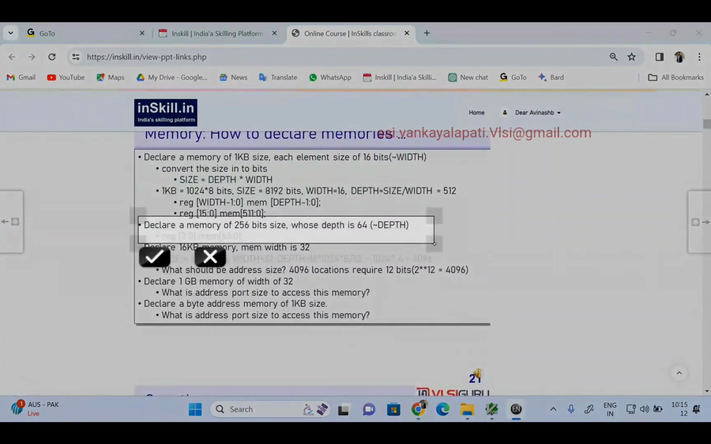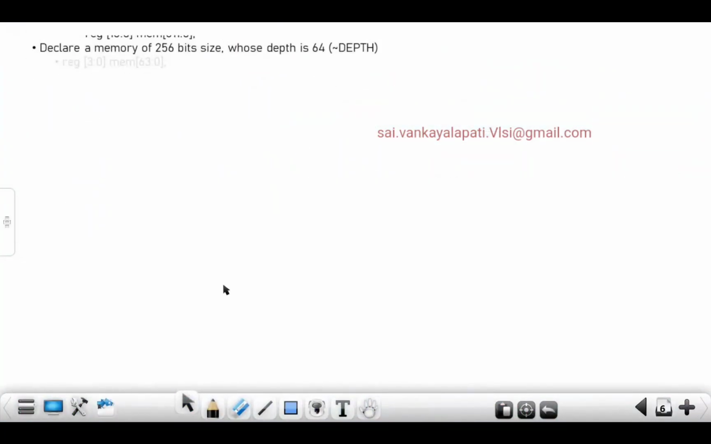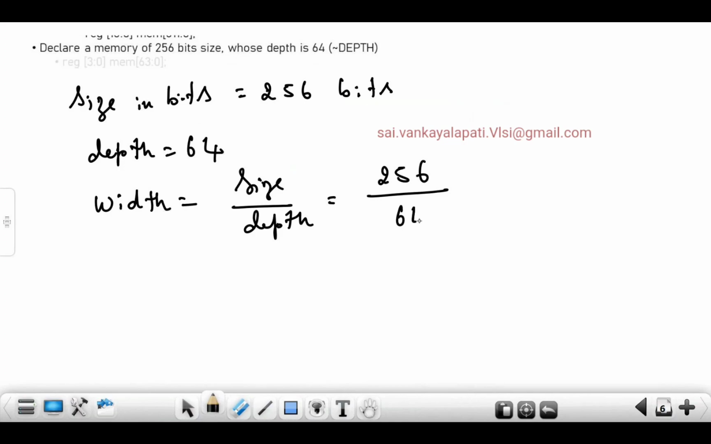Let us copy this one. Now what is the size? It is given in bits, 256 bits. Depth is given as 64. So I need to calculate the width. Width is nothing but size by depth. Size is 256 divided by depth 64, this gives me 4. So how to declare the memory? I can write the range 3 down to 0. Memory depth is 63 down to 0.